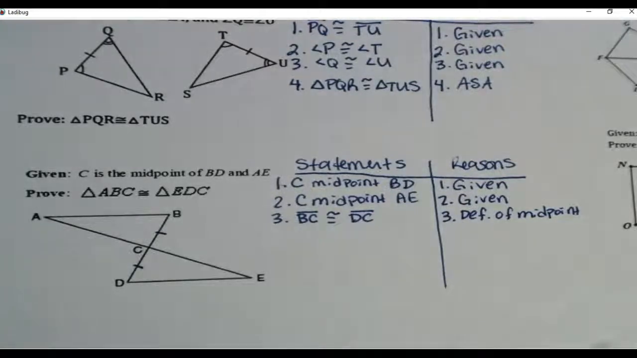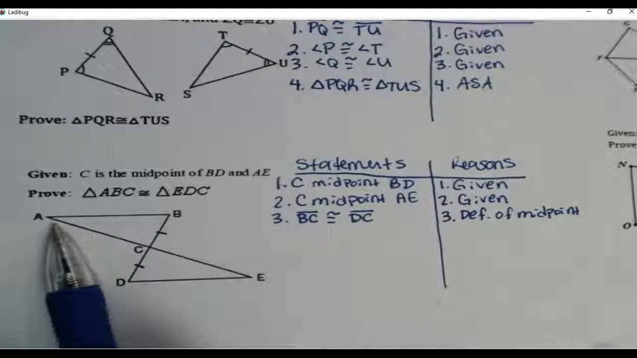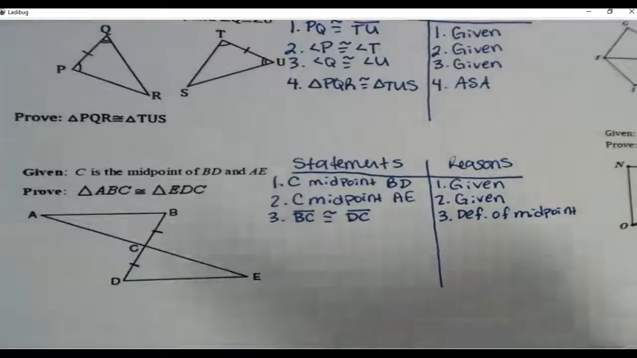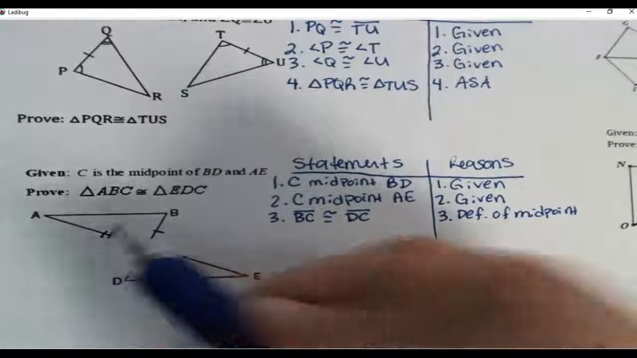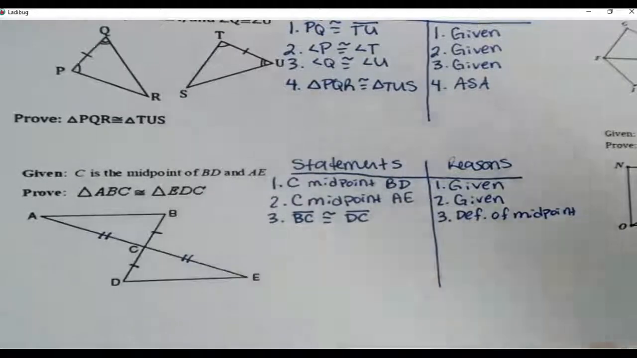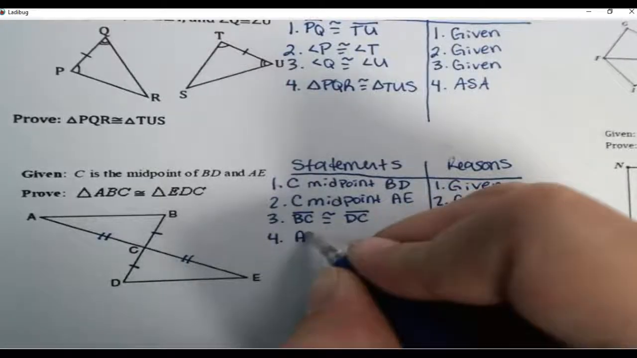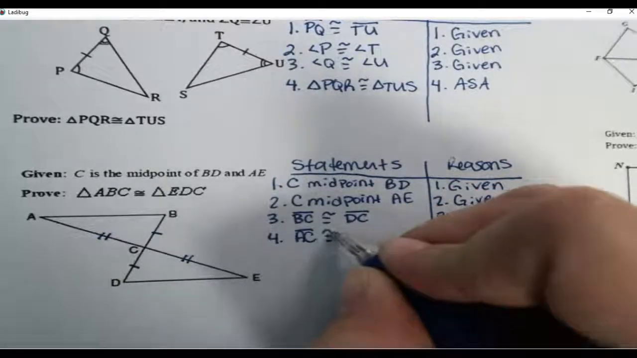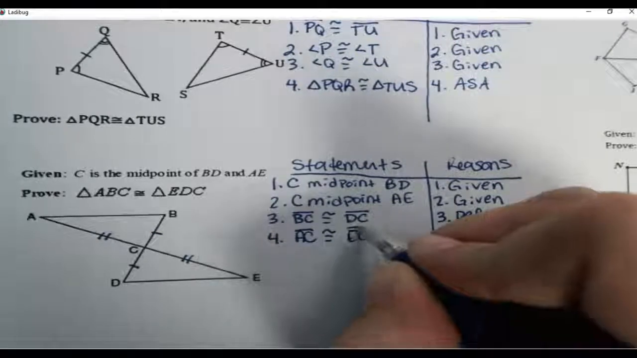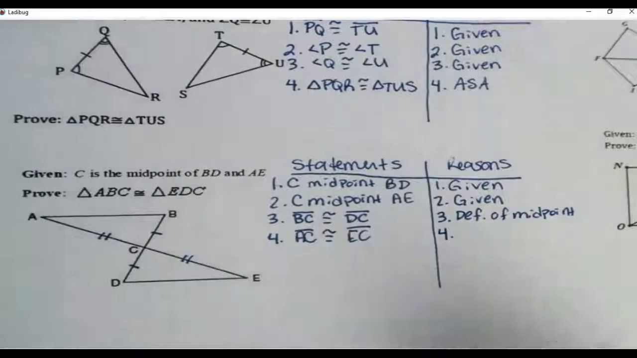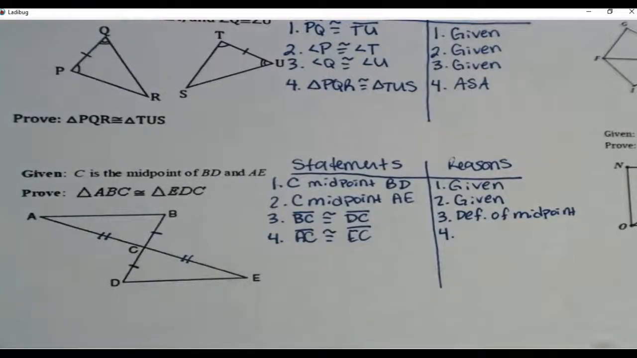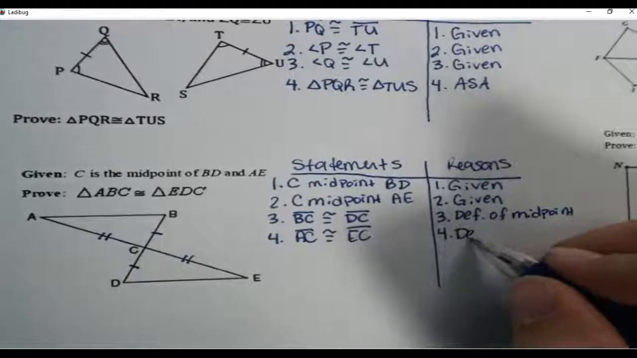Yes, yeah, so then our next thing, it tells me C is the midpoint of AE. So same thing for this one. AC will be the same as EC. So that's what we want to say next. So AC is congruent to EC. And again, the same reason. We knew that because that's what midpoint is. So definition of midpoint.